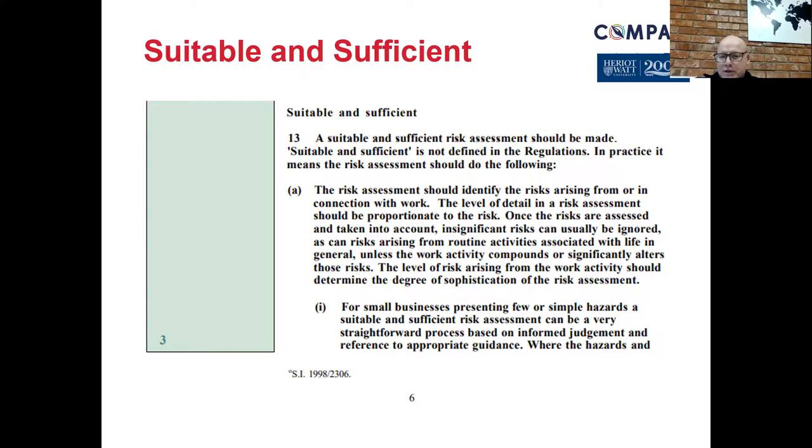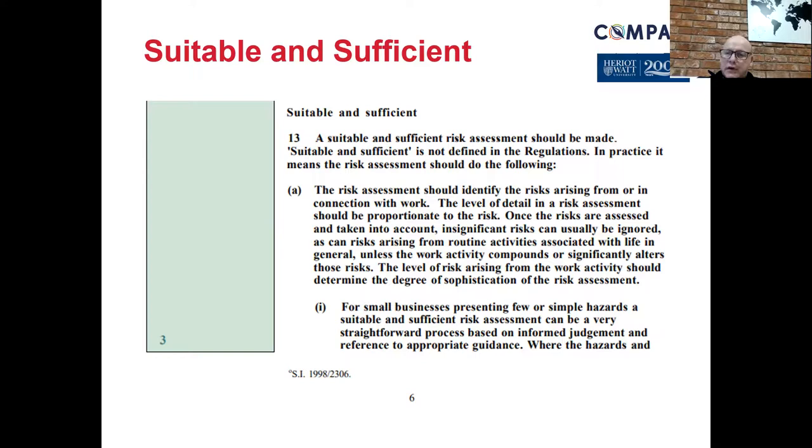So it's that collective use of it. So it could be people going past on a regular basis, and there's the risk, as a result of maybe a crane arm coming out more than it normally would do, and then putting people at risk underneath it. Yeah, they're just passing by, but if you've bypassed your control measures and put people at risk, then it needs to be improved in order to be considered suitable and sufficient. For small businesses presenting few or simple hazards, suitable and sufficient risk assessment can be a very straightforward process based on informed judgments. So they don't have to go to the extent of a full-blown risk assessment process.